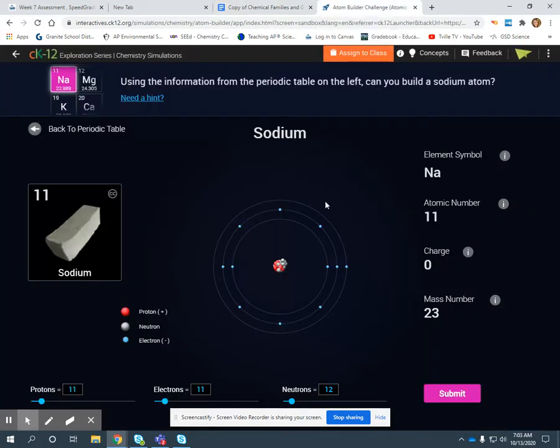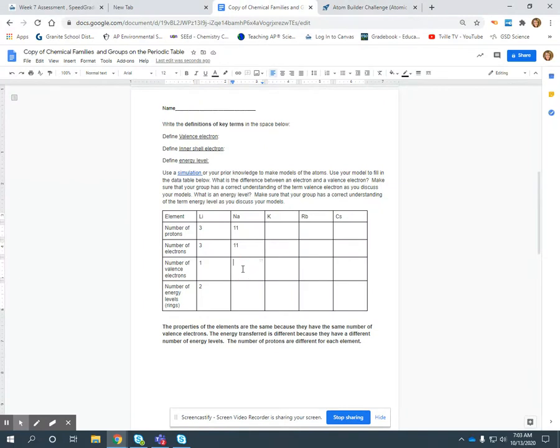Okay. Now remember, the valence electrons are the electrons in the highest energy level, the highest ring. If you look carefully, you can see that there are 1, 2, 3 energy levels in the sodium atom. And we're trying to count the valence electrons, or the ones in the highest level, the biggest ring. Well, if I look, it seems like there's only one valence electron here. There's only one electron at the highest level. So I'm going to put in this table that there's one valence electron. That's how you fill in the table on your Google Doc.